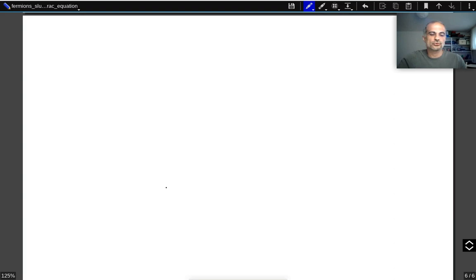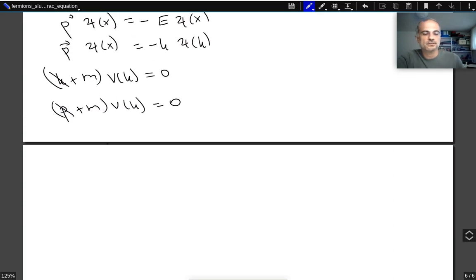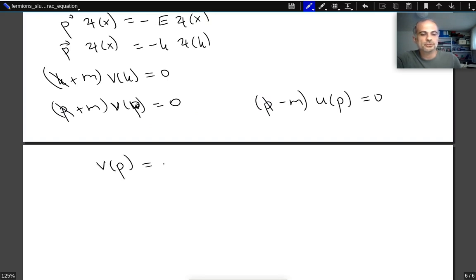Well, we can just find the solutions of v of p just like we did in the case of u of p, but note that the solution can be obtained in a straightforward manner. You see, v of p satisfies this equation, whereas u of p satisfies p slash minus m u of p equal to 0. Now, if you compare these two equations, you see that their difference is that the momentum matrix appearing over here changed its sign. So we can just solve for v of p, and it will be just u of minus p. But rather than taking this shortcut, let's calculate it explicitly.